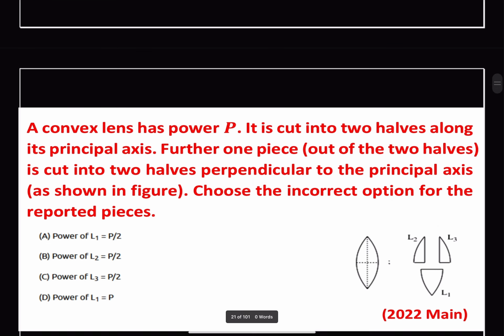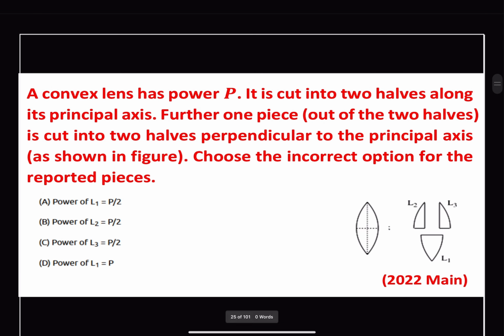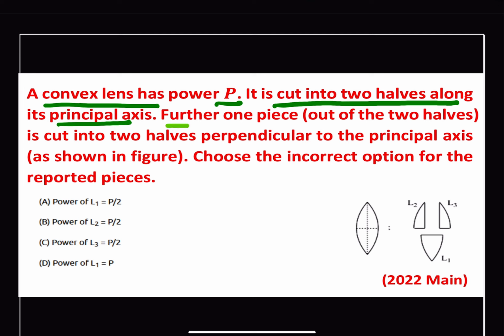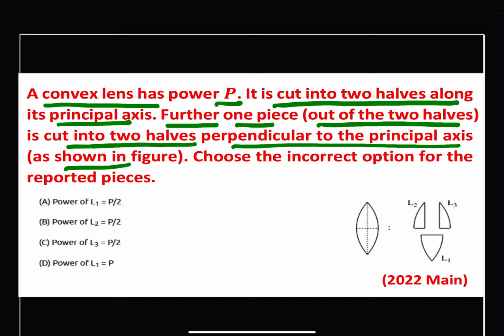Next question. Here we are given that a convex lens of power P is cut into two halves along its principal axis. Further, one piece out of two halves is cut into two halves perpendicular to the principal axis as shown in the figure. Choose the incorrect option for the reported pieces. So we are given this figure.